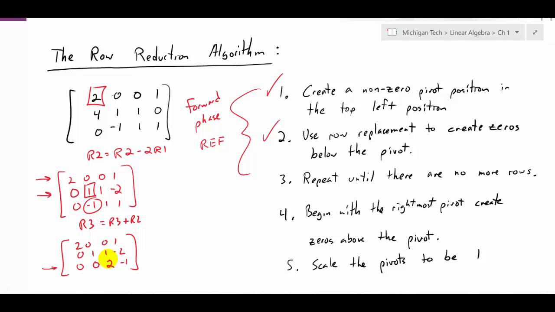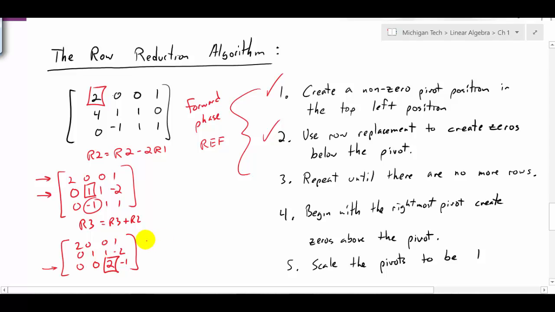Now what? Now we'll start the backward phase. The backward phase just says begin with the rightmost pivot. So far, this is my rightmost pivot. And now I want to use row replacement to create zeros above the pivots. So it's kind of like I created pivots, and I created zeros below them. And now I'm going to start on the right-hand side and work my way back up. So now I'm going to create zeros above these pivots.